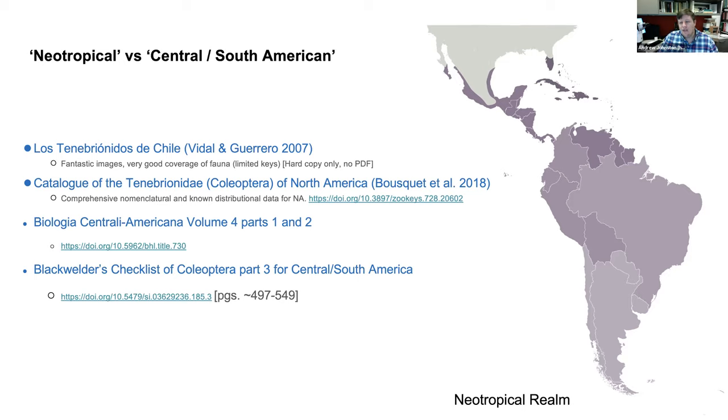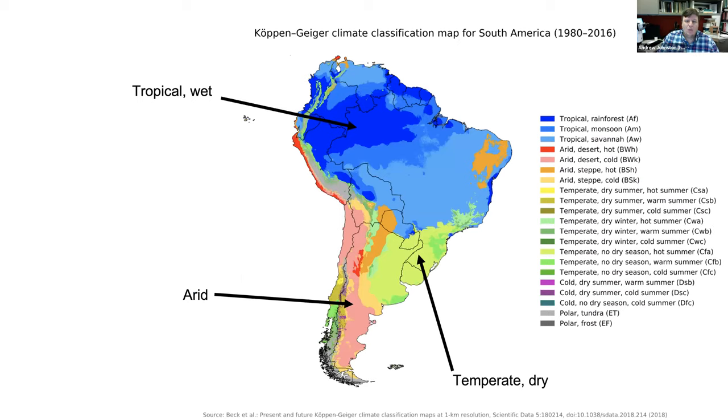And then as you actually get into South America proper, really we have the Blackwelder checklist or catalog, which is also available online. But then after that, we're really looking at piecemeal revisions and publications for that region. And so, yeah, Neotropical talks about a lot of this, but variously we've talked about some of the Central American stuff throughout this workshop.